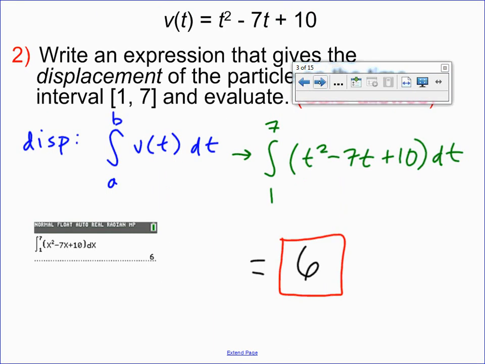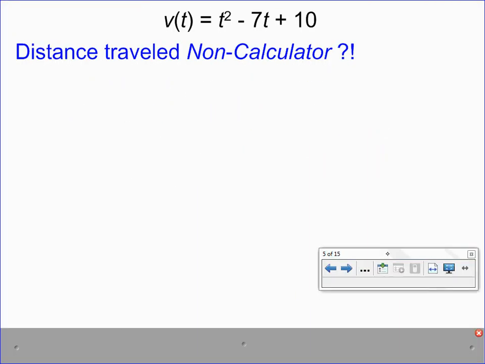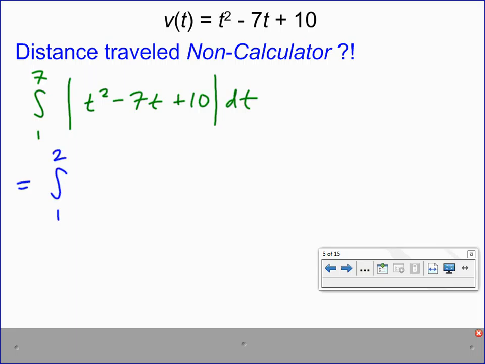So let's go ahead and break up my original absolute value. The integral from 1 to 7 of the absolute value of t squared minus 7t plus 10 dt is equivalent to the integral from 1 to 2 of regular velocity with respect to time, plus the integral from 2 to 5 of the opposite of my velocity function.